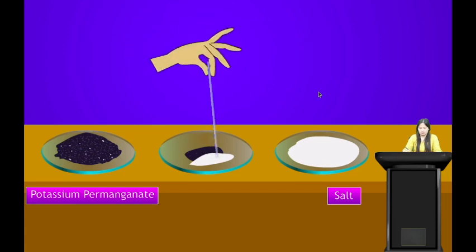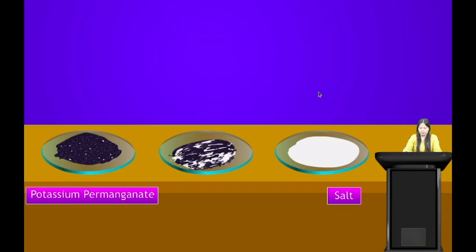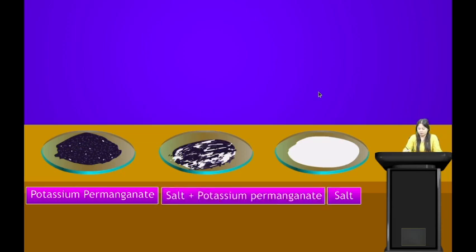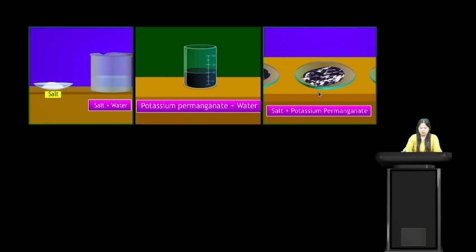Okay, so here also we have another example of mixture. So we have salt plus potassium permanganate mixture. Here we have prepared three examples of mixture. The first is salt plus water, the second is potassium permanganate plus water, and the third is salt plus potassium permanganate.